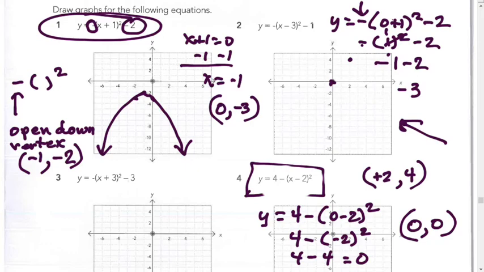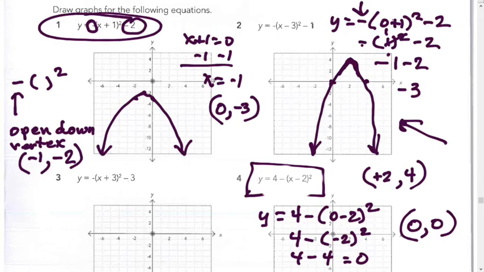Well, if it's there, that's over 2 and down 3. So over 2 and down 3 is going to give us a point right there. And there you go. Don't make that pointed like I just did. It curves. Okay? All right. And that should be enough to get you started with those.